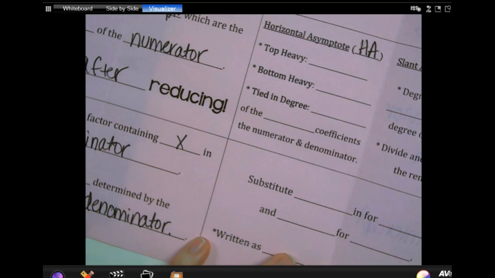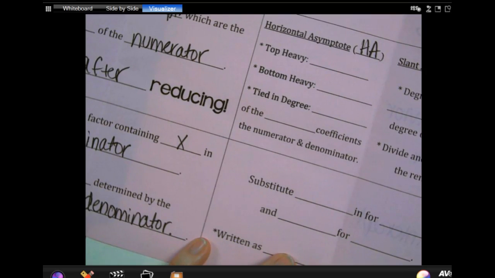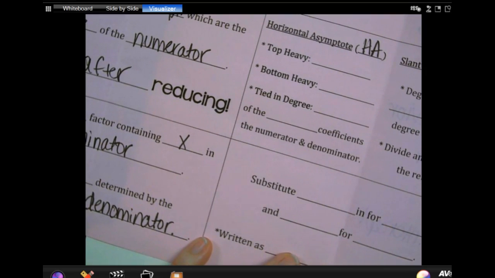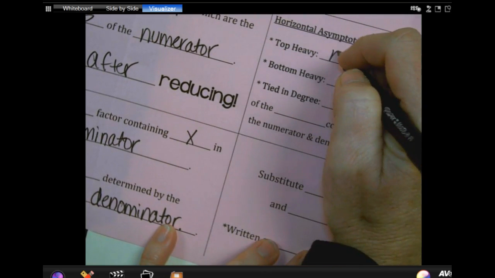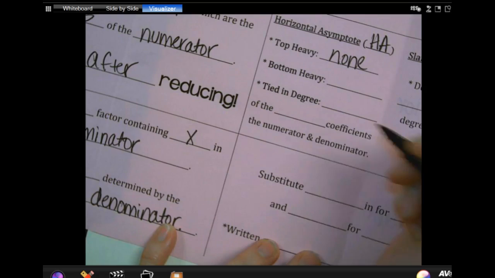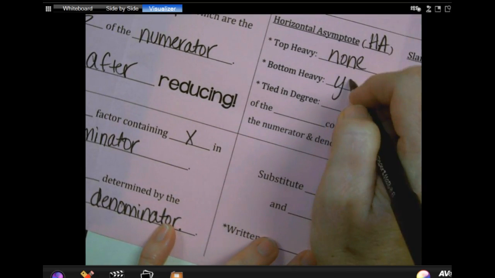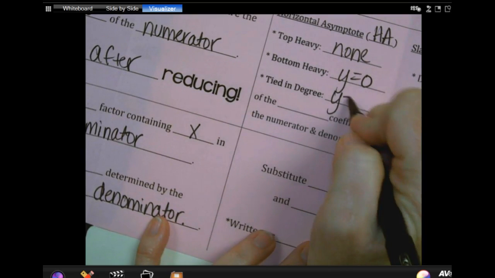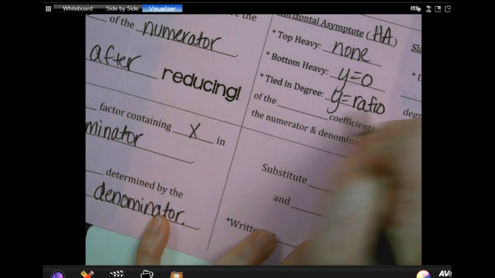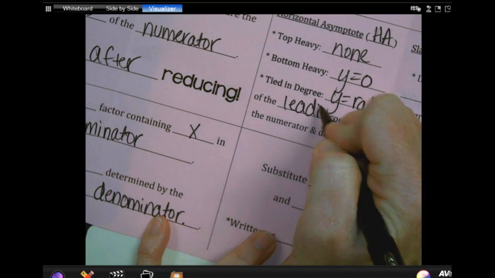What do you get for a horizontal asymptote if it's top heavy? None. Bottom heavy is y equals 0. If it's tied, it's y equals the ratio of the leading coefficients.